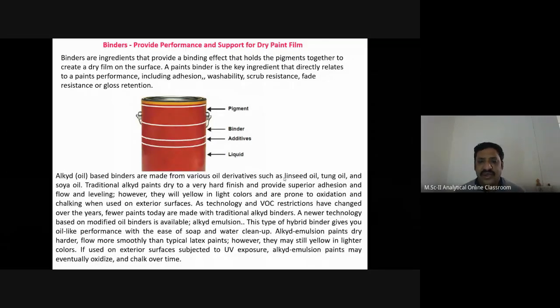Okay, so today we will see about the latex paints, because latex paints also have important properties. It is related to binder, but it affects the performance of what? Paints. However, they may still yellow in lighter colors if used on exterior surfaces subject to UV exposure. Alkyd emulsion paints may eventually oxidize and chalk over time. Okay, so these are the performance of alkyd-based binders. Alkyd-based binder means what? It is oil-based binders.